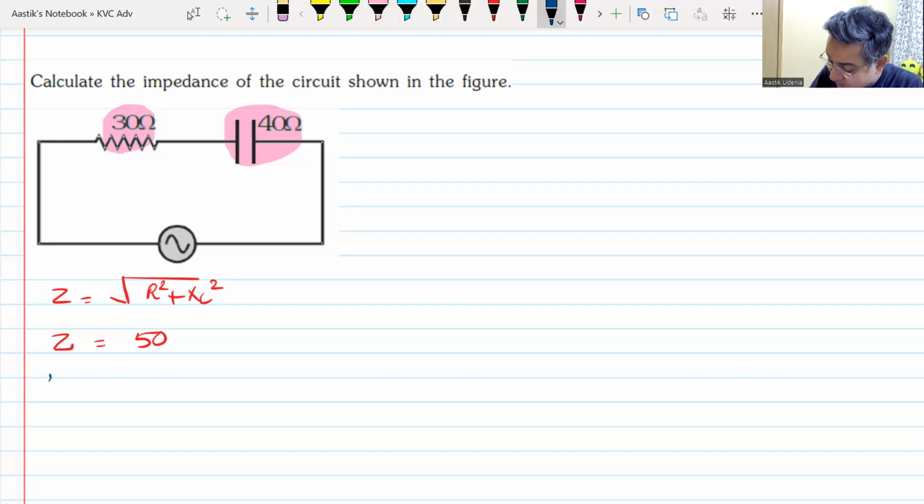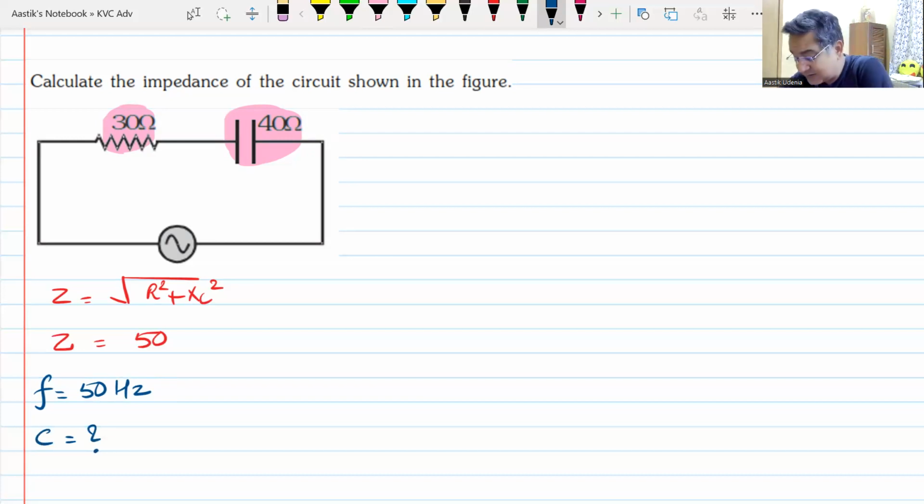If I now say the frequency of this is 50 hertz, can you tell me the value of C? What will be the value of C if the frequency of the circuit is 50 hertz? That is the next question. You'll have 2 minutes to solve it.